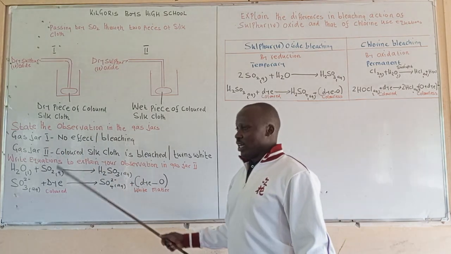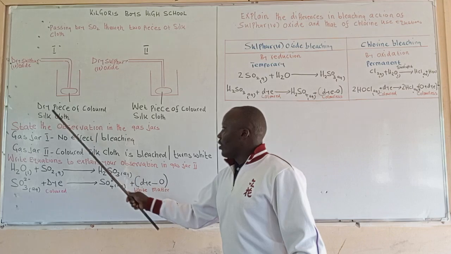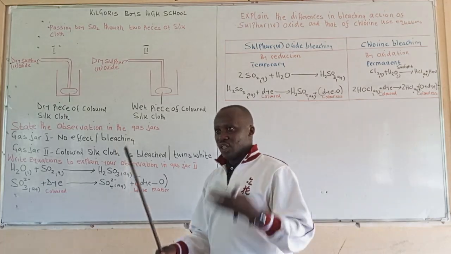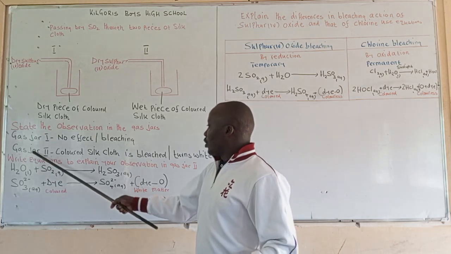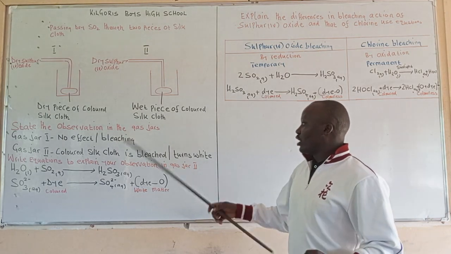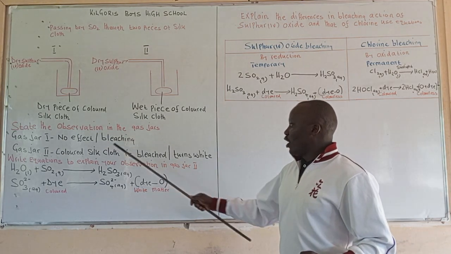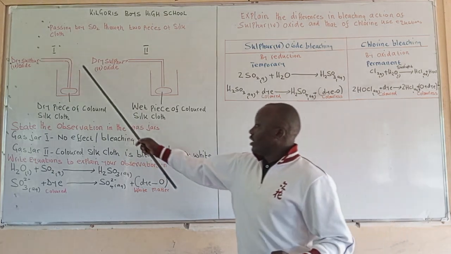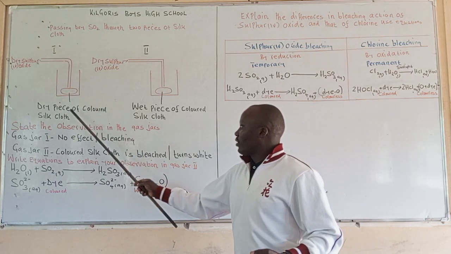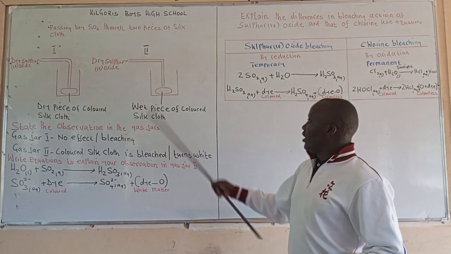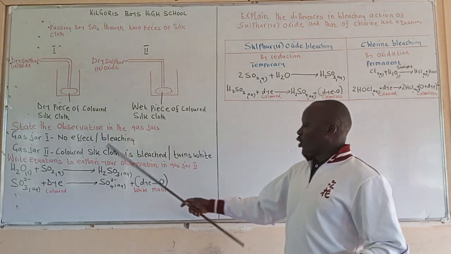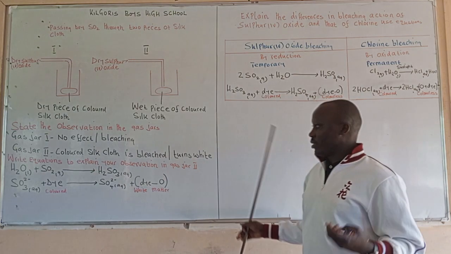In gas jar 1, where we have a dry piece of colored cloth, there will be no bleaching, or we can say no effect. Then in gas jar 2, the colored silk cloth is bleached, or you can say it turns white. So there is no bleaching in gas jar 1 because we have a dry piece of colored silk, and in gas jar 2 there is bleaching.